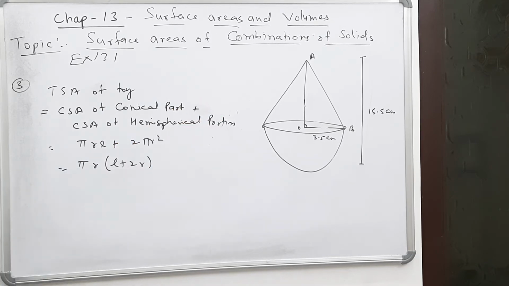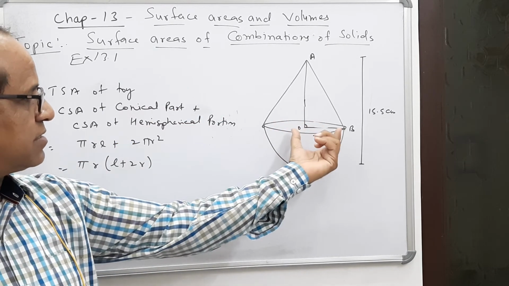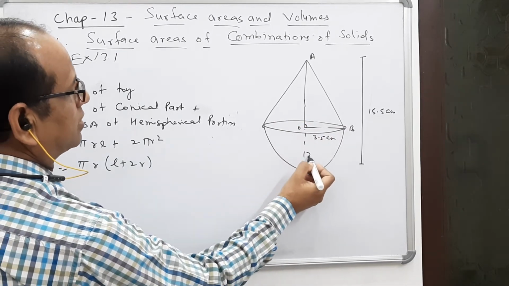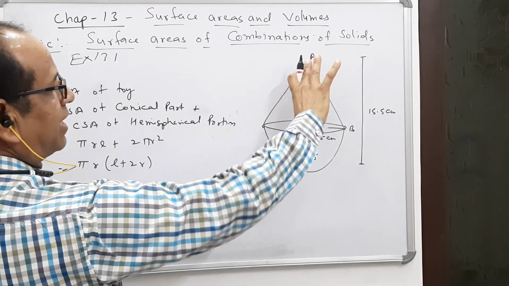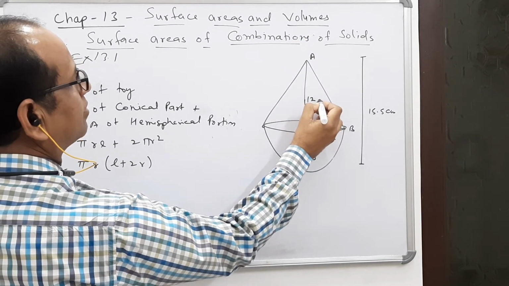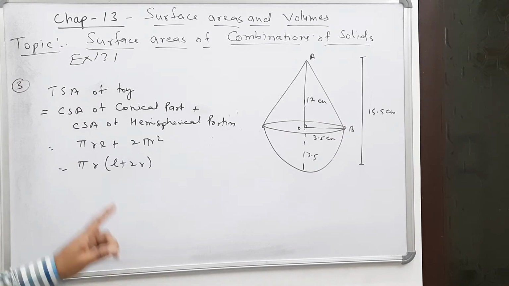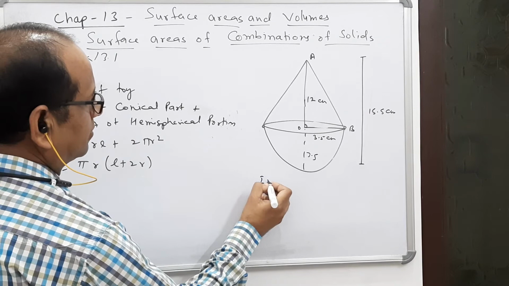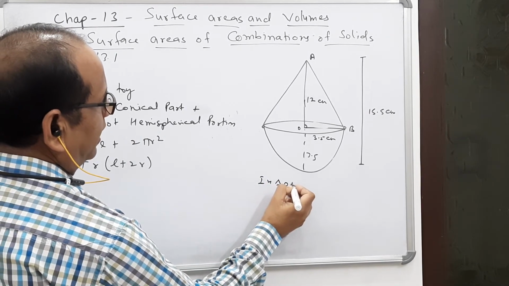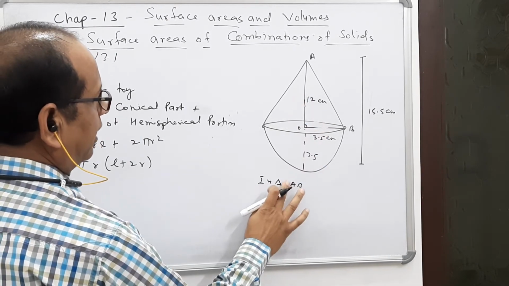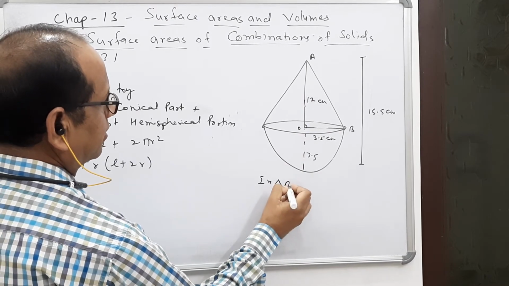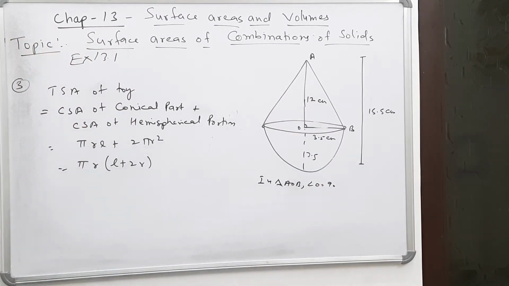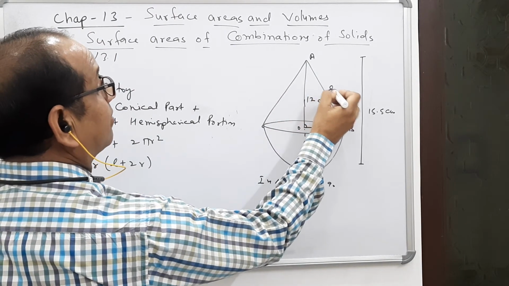Now I am coming to the diagram again. This radius is 3.5, so as I told you, this will also be 3.5. This part will also be 3.5. So what will be this height? It is 12 centimeter. But you know, in the formula we need the slant height. So in the triangle OAB, or AOB, whatever name you write, angle O is 90 degree. So this is the slant height.